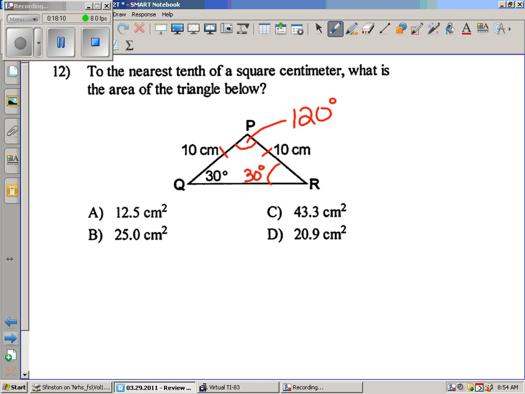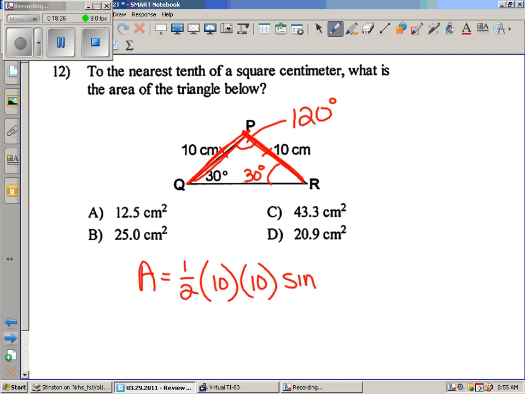120. Nice. And the formula applies, right? The formula that's on your reference sheet, actually. Area equals 1/2. You need two sides and the angle wedged between. Yep, that's it. Plug that into your calculator, you're good to go.